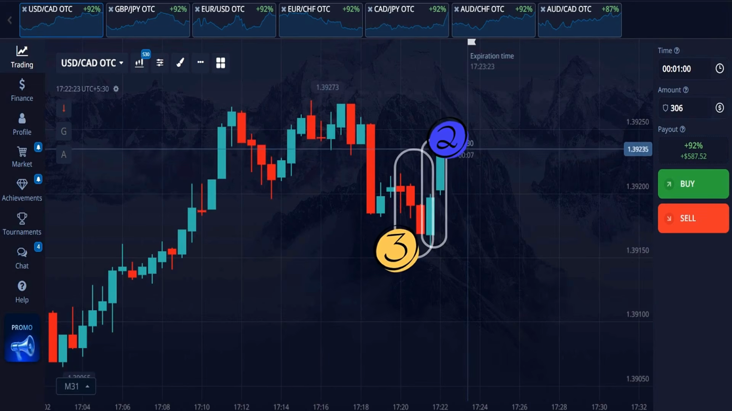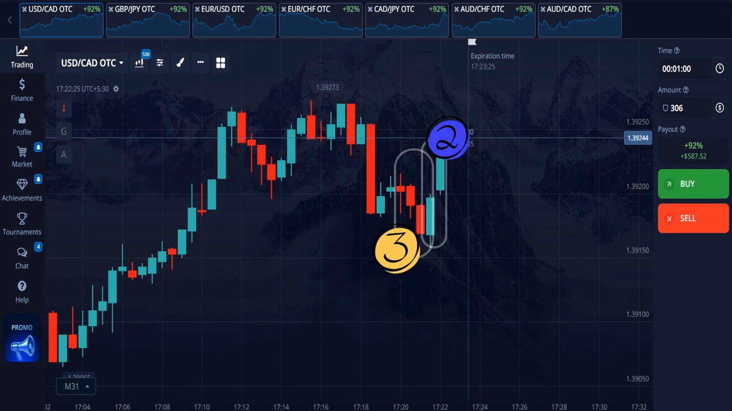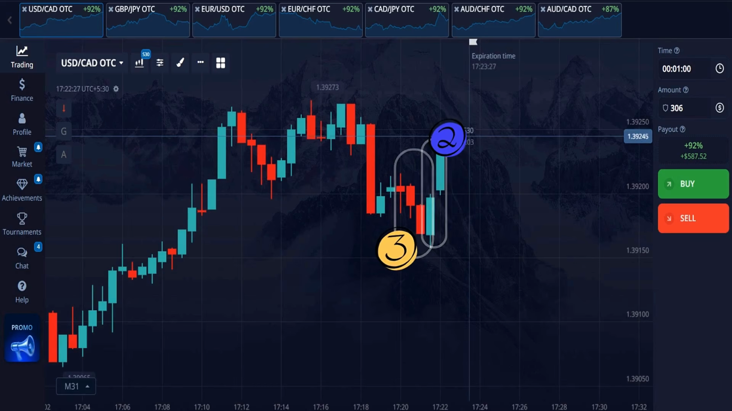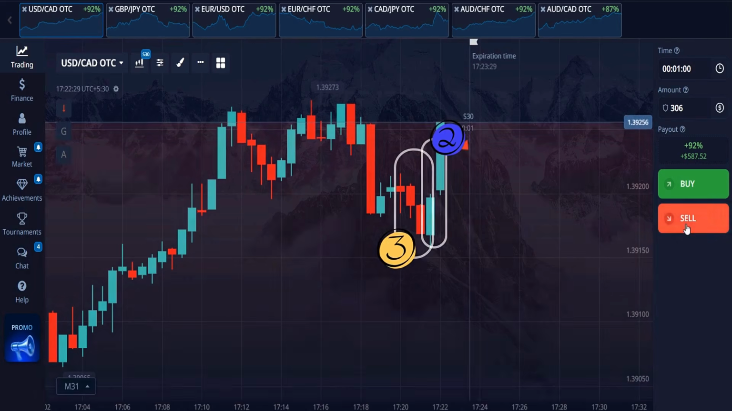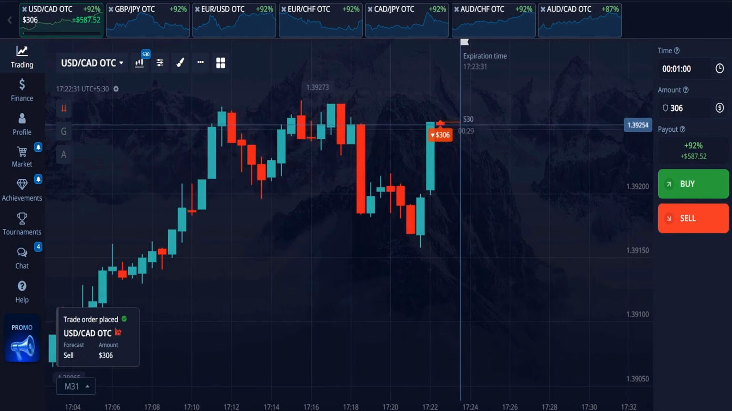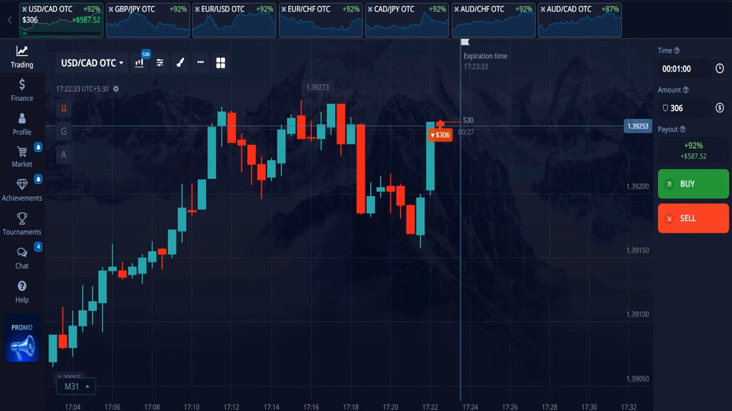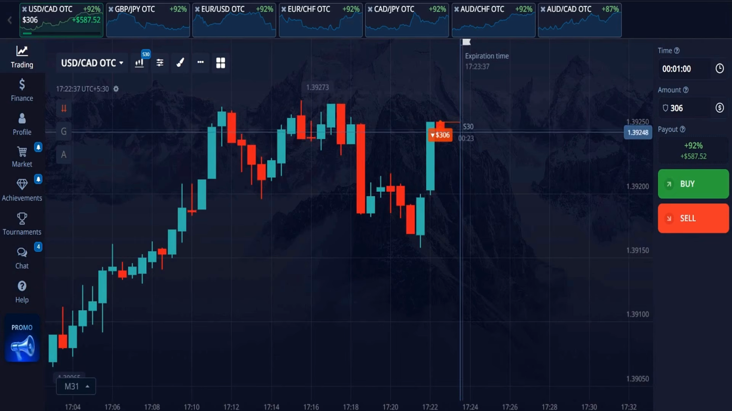Rule 2. Check the zone. Make sure this 3-2 pattern forms near a key level, such as a previous swing high or swing low, or around the outer band of Bollinger Bands if you use them. This helps confirm that momentum is fading and a reversal zone is likely.